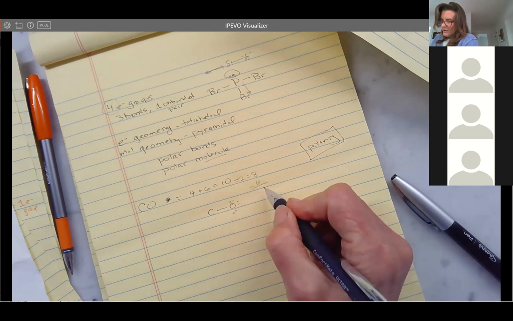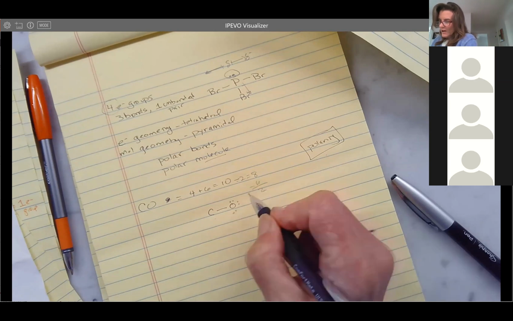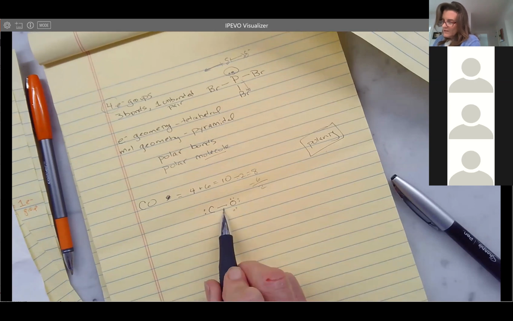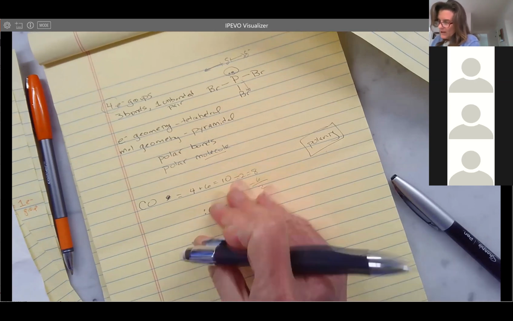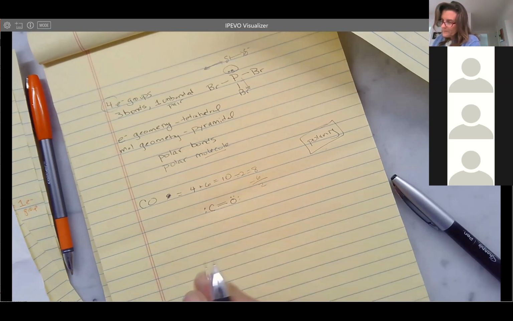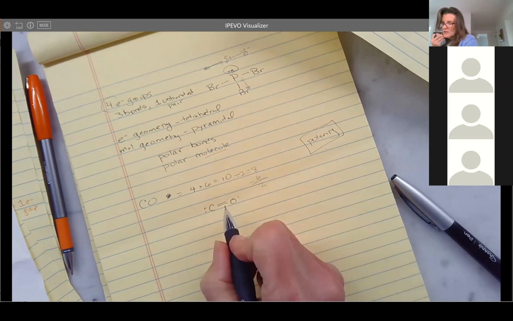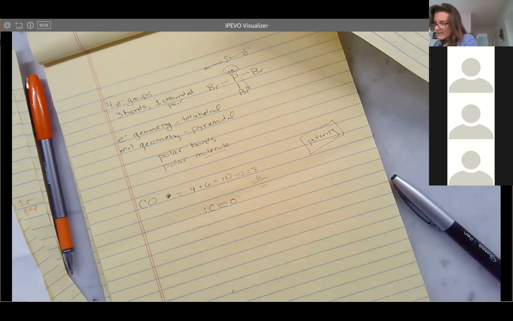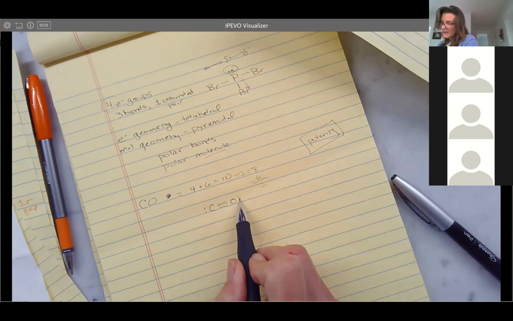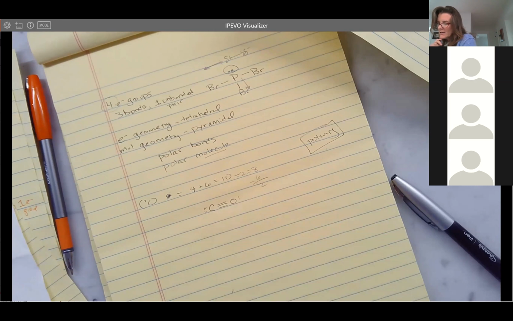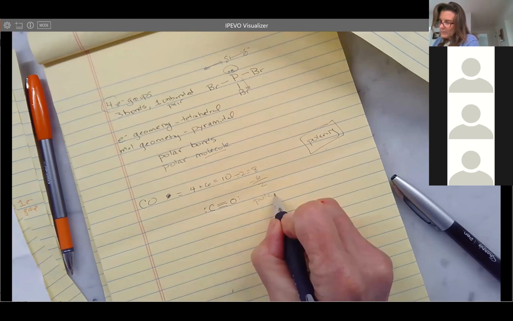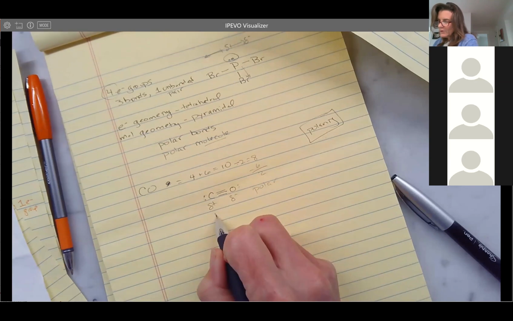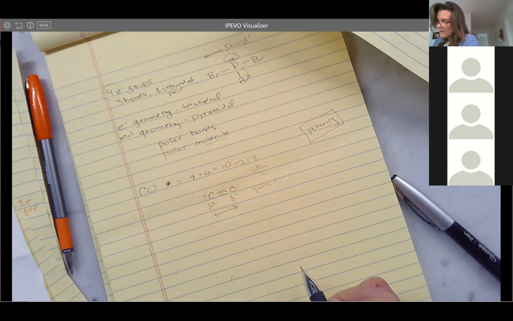That takes away 6. I have 2 left. But now carbon only has 4 electrons, so I'll put that there. 2, 4, 6, still not enough. I think you have to do the triple. 2, 4, 6, 8. 2, 4, 6, 8. Yeah, it'll work. And that would be polar because there'll be a partial positive here and a partial negative there. Polar bond and polar molecule.